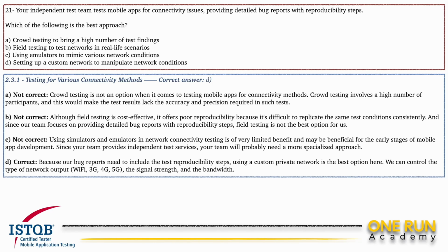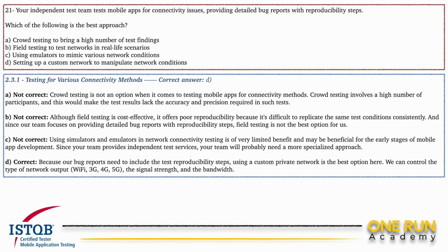Moving to option B, field testing. This one involves testing in real-life scenarios, which can provide valuable insights into how the app performs under various network conditions. However, it offers poor reproducibility because it's challenging to replicate the same test conditions consistently. Given that our team focuses on providing detailed bug reports with reproducibility steps, field testing is not the best option for us. Next, using simulators and emulators, that's option C.